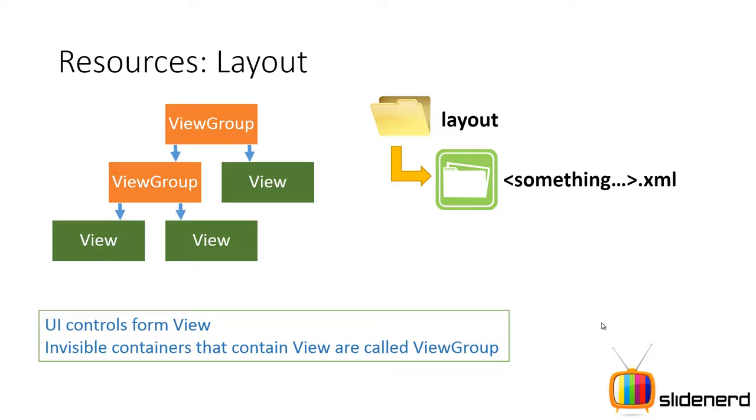Here is the main point. UI controls are called views, and the invisible controls inside which your views are arranged and placed together are called view groups, alright. Now there are several types of view groups. I'm going to only talk about one of them right now.